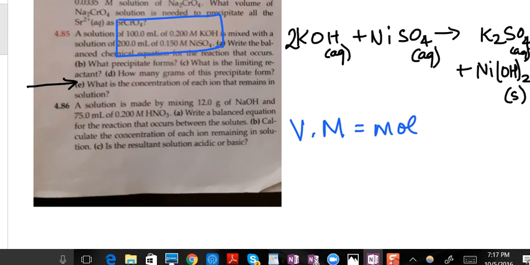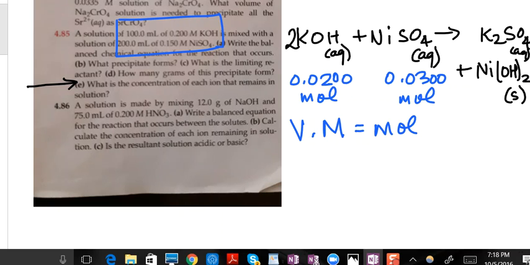So for KOH, that's going to be 100 times 0.2, which is 20. And if you divide by 1,000, that is 0.0200 moles. For nickel sulfate, the number of moles is 200 times 0.15 divided by 1,000, which is 0.0300 moles. Okay. Now this suddenly becomes a limiting reagent question.